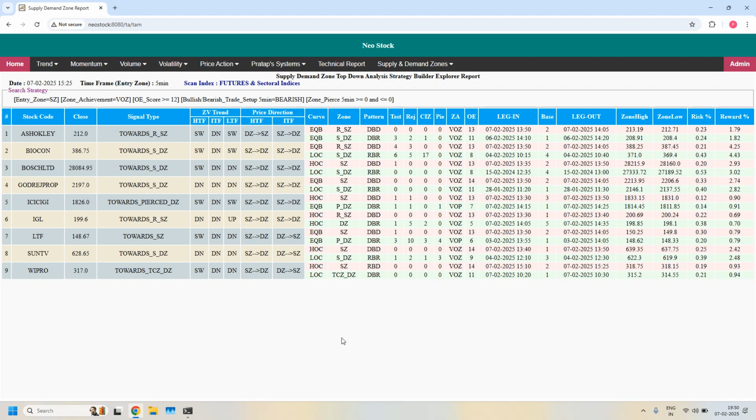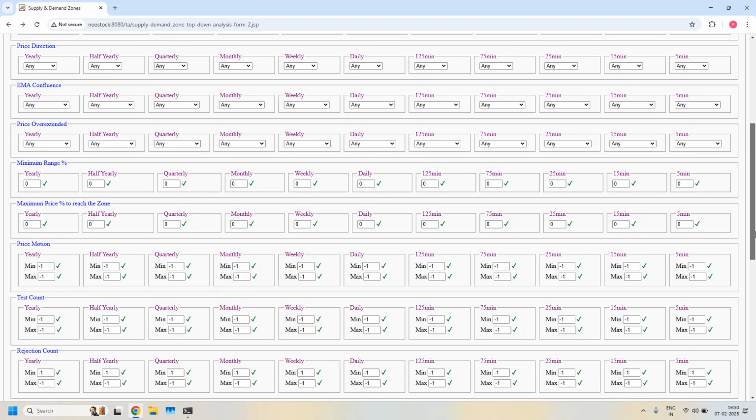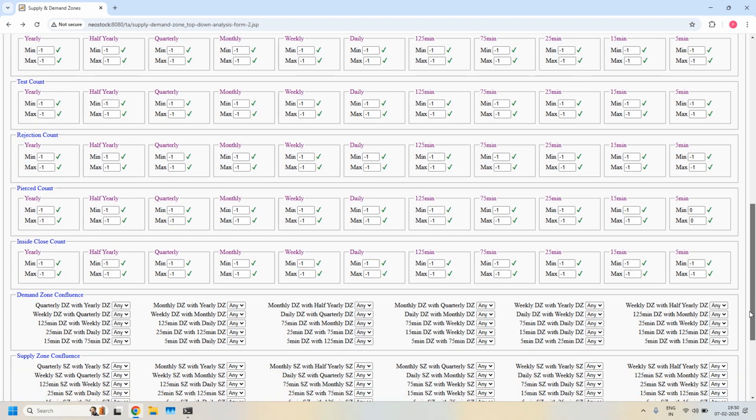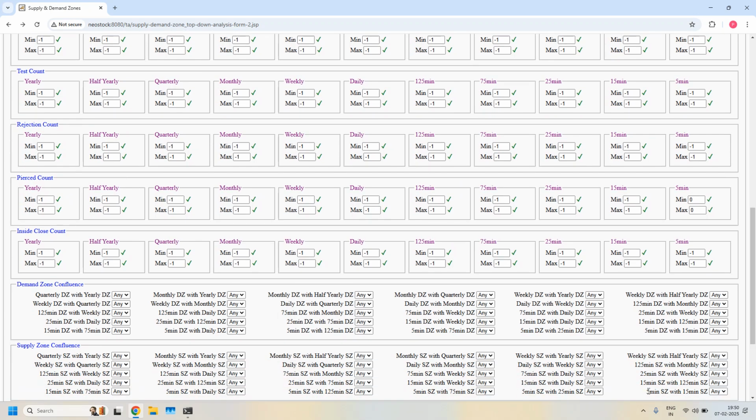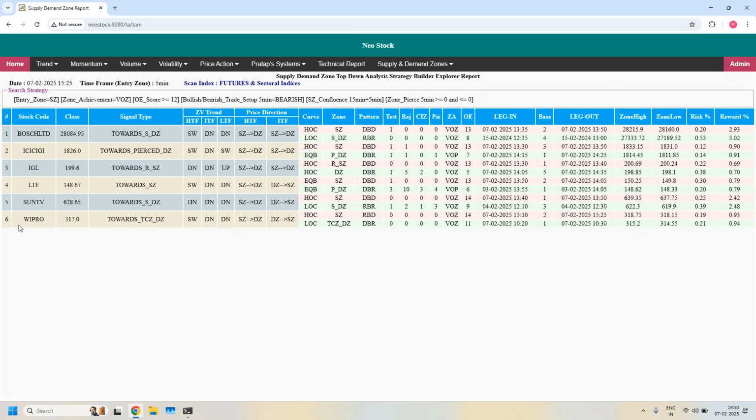Apart from that, we will also look for even more high probability based on the zone confluence. First filter is LTF and ITF supply zone confluence. That is 5 minutes and 15 minutes supply zone confluence. So I am enabling the filter 5 minute supply zone with 15 minute supply zone confluence. With this filter, now the list has come down to 6 stocks. That means in these 6 stocks, these 5 minute supply zones are overlapped with 15 minute supply zone.